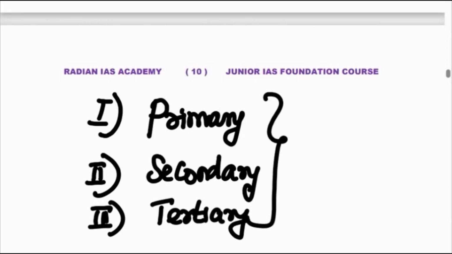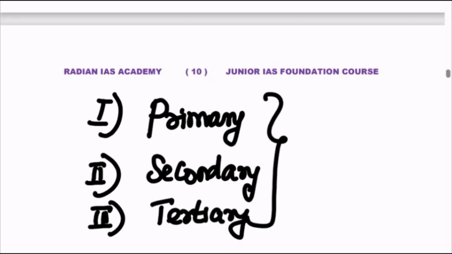Please note that all economic activities are classified into 3 sectors. What do you mean by economic activities? Anything associated with money, anything associated with value, is known as an economic activity. Now, what do you mean by primary activities, secondary activities, tertiary activities? What do you mean by primary?